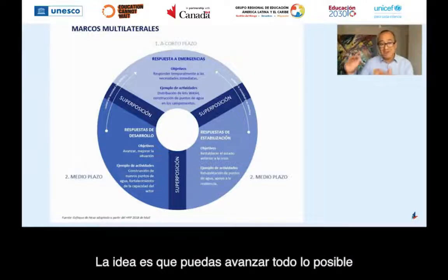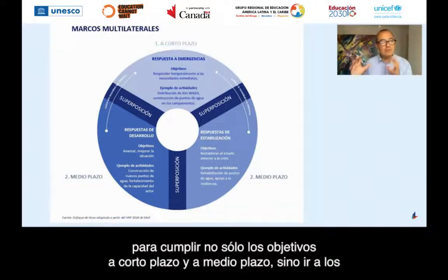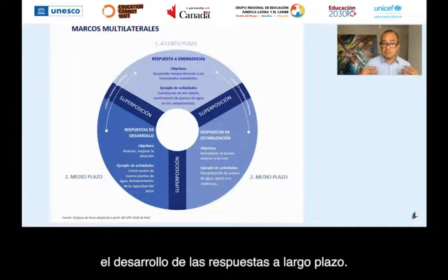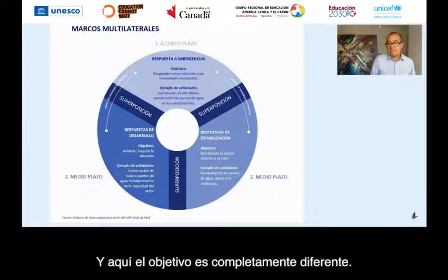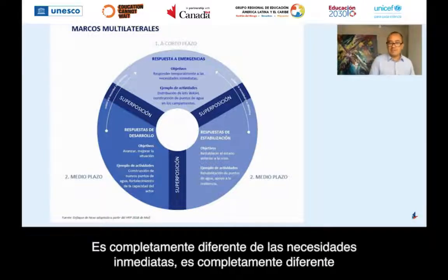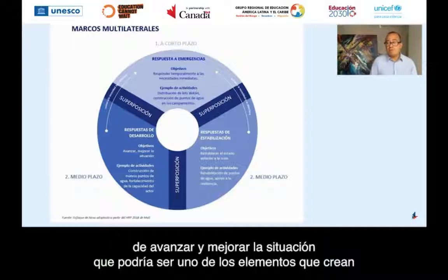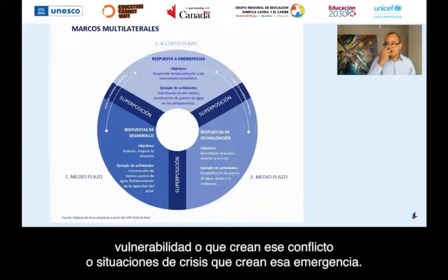The idea is that you can advance as much as possible in order to fulfill not only the short-term objectives and the middle-term objectives, but go to the long-term objectives and start working on the development of the responses in the long term. And here the objective is completely different. It's completely different from the immediate needs. It's completely different from the stabilization that we need. It's more about moving forward and improving the situation that could be one of the elements that create vulnerability, or that create that conflict or crisis situation, that create that emergency.